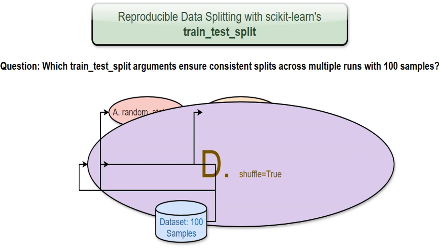The shuffle parameter determines if I shuffle the data before splitting. Usually, I want a random shuffle to avoid bias. However, without random_state, a different random shuffle will occur each time I run the code, resulting in different splits.